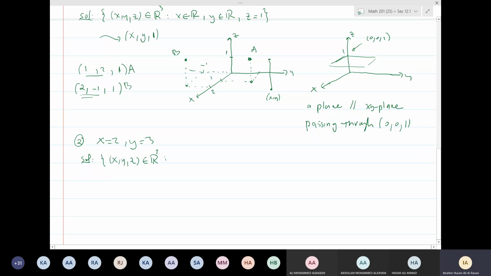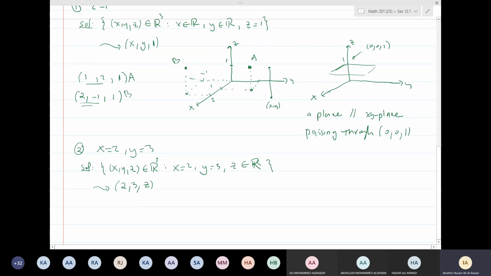What is the condition on X? X is always 2. What is the condition on Y? Y is always 3. What is the condition on Z? Arbitrary, no condition. Z is free, any real number. This means X is always 2, Y is always 3, but Z is free. And here I have 2 fixed coordinates. In the previous example, I had 1 fixed coordinate.